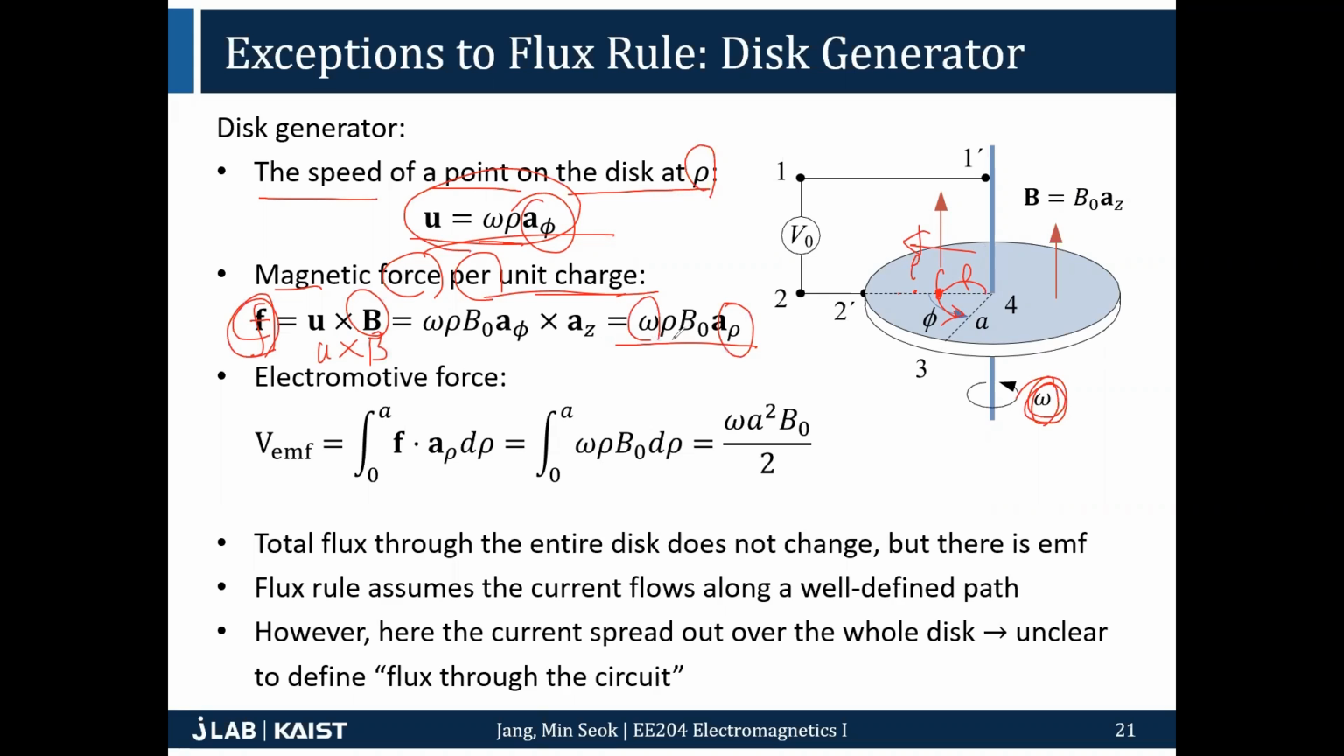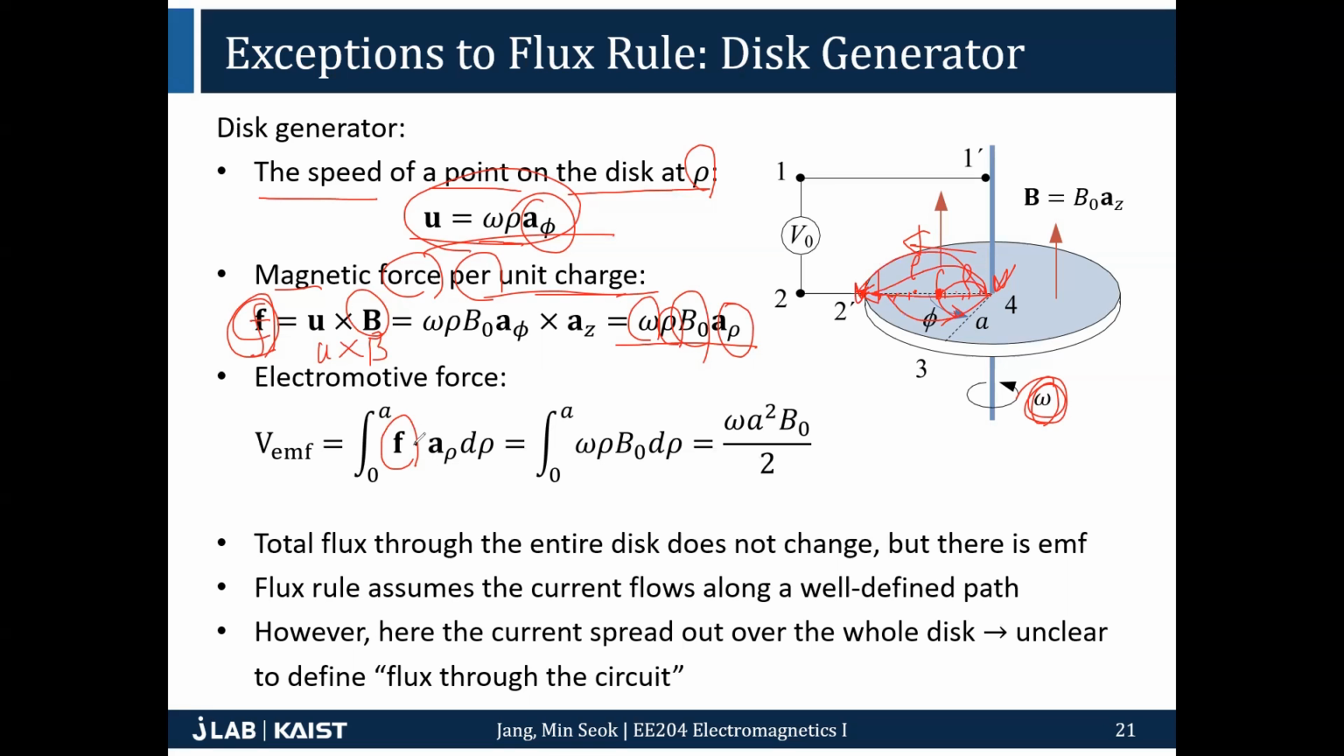And then the amount is omega rho B0. So this is a microscopic force that applies to your charges at each position of the disk. And because your connection is made here and there, you need to evaluate the electromotive force by integrating your microscopic force along the line, right? It doesn't matter what path you choose.